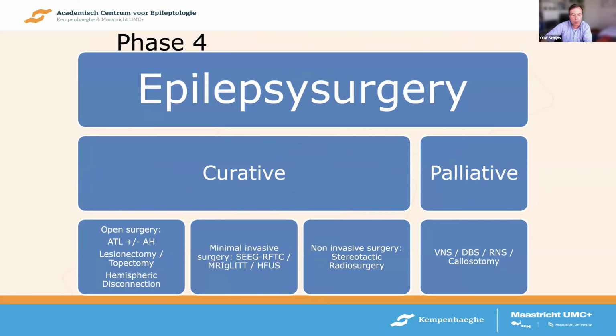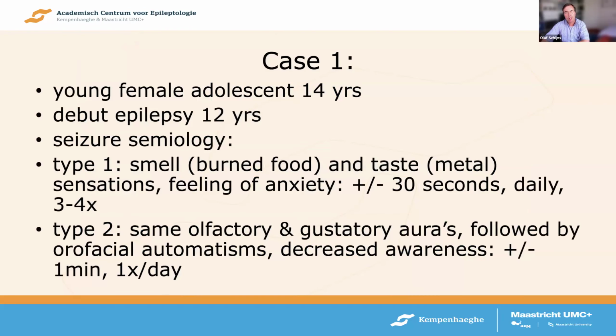The curative part, well, we heard the nice lecture from Karl Rössler about open surgery, the anterior temporal lobectomy, with or without the mesial structures, lesionectomies, hemispheric disconnections, all with a curative intention. Upcoming minimally invasive techniques like the SEEG thermocoagulation, MRI-guided LITT, and the high-frequency focused ultrasound, and also non-invasive procedures like stereotactic radiosurgery.